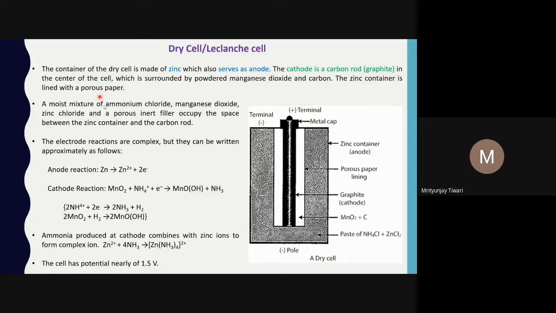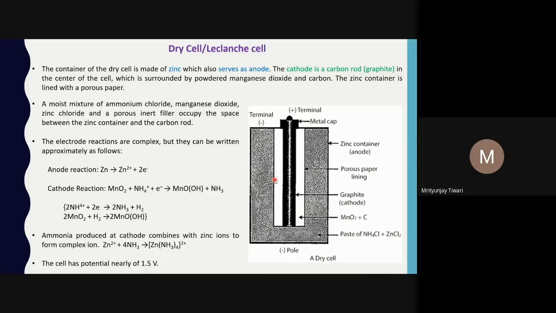So a moist mixture of ammonium chloride NH4Cl, manganese dioxide MnO2, zinc chloride ZnCl2, and porous inert filler occupy the space between the zinc container and the carbon rod. The electrode reactions are complex, but they can be written approximately as follows. Unless you break a dry cell, it will be a bit difficult to understand. So you have to remember some of this information.